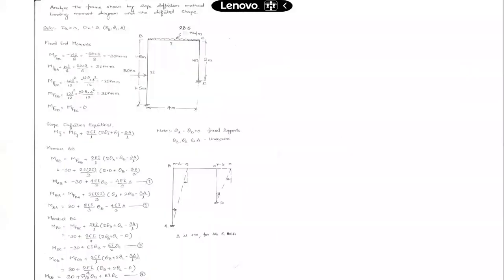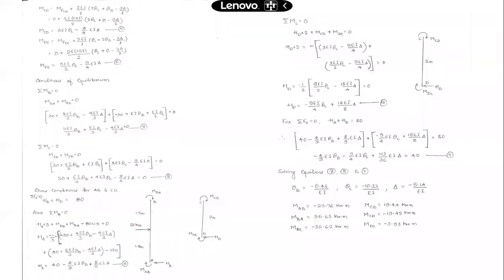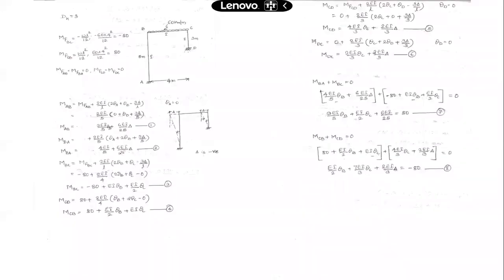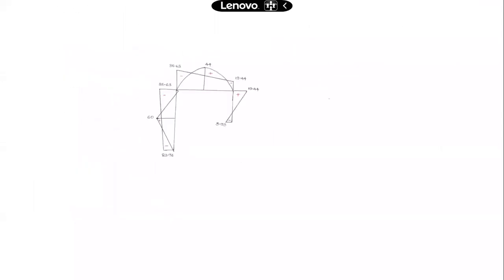So in sway frames an additional step will come, and the sign convention will be there for delta, the sway, when you come across sway. Keep that in mind. With that, you proceed with the solution of the problem.